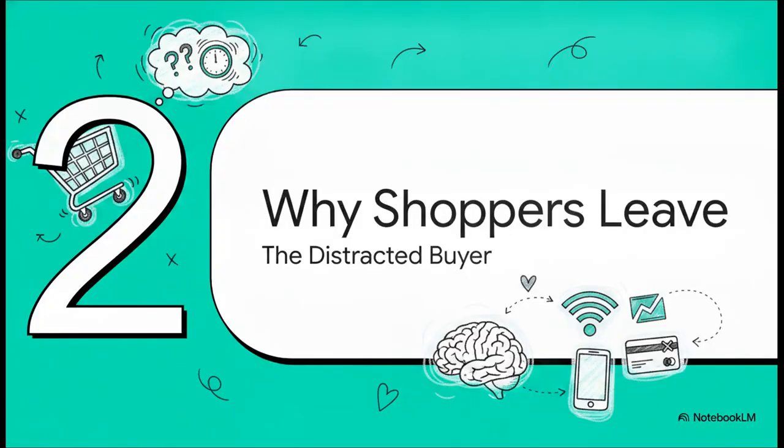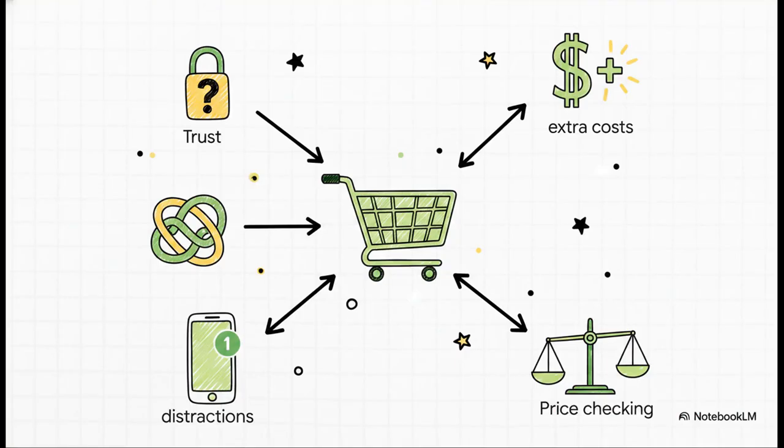Moving on to Section 2, let's talk about why shoppers leave and really build some empathy for the distracted buyer. Look, before we can fix the leak, we have to understand why the pipe burst in the first place, right? What's the psychology here? Well, unexpected costs are a huge one. Sudden shipping fees or taxes pop up, and they're gone. Or maybe they're just doing some price comparison shopping.